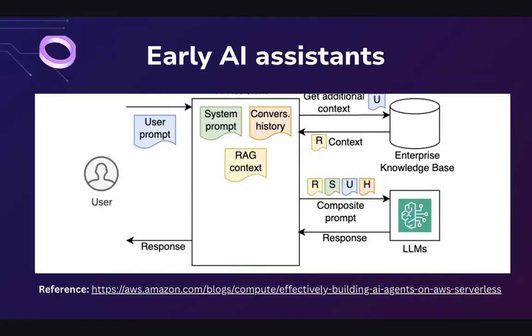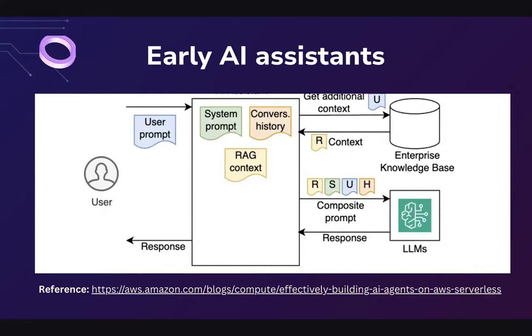It combines three things: a system prompt that tells the LLM how to behave, the conversation history so it remembers the current session, and the last one is RAG context, which stands for retrieval augmented generation. RAG is how the AI gets access to enterprise knowledge. It sends a query to an enterprise knowledge base. The database cylinder on the right retrieves relevant context and injects that into the prompt. All of that gets combined into one composite prompt that is sent to the LLM. The LLM then generates a response which goes back to the user.